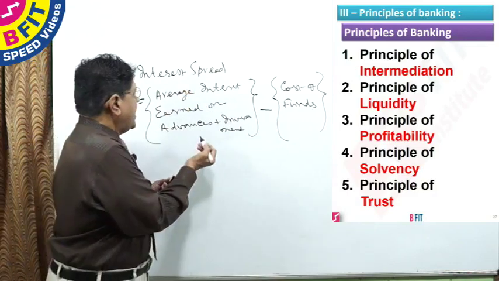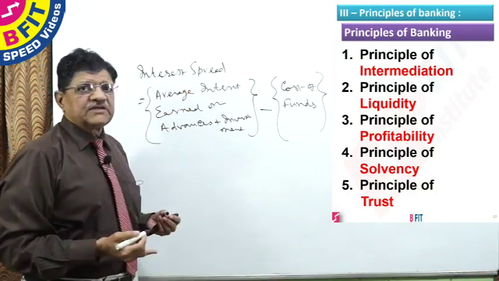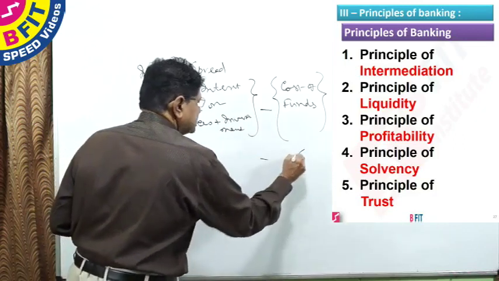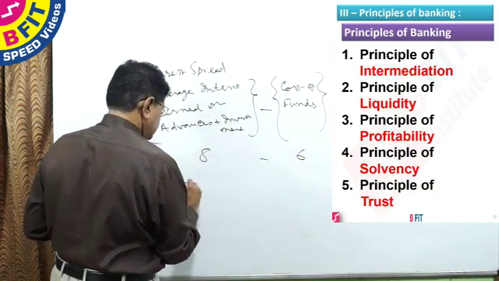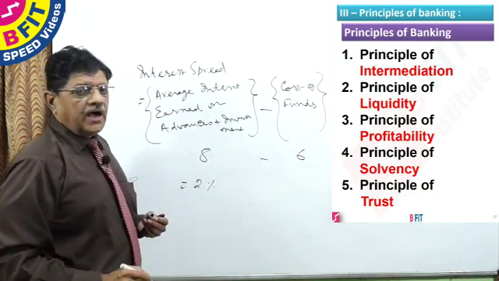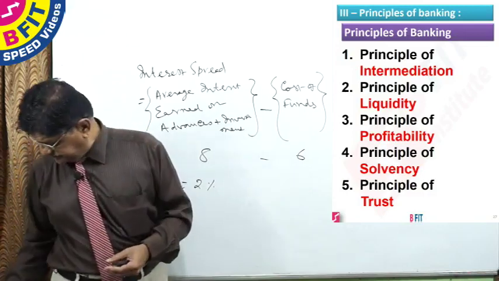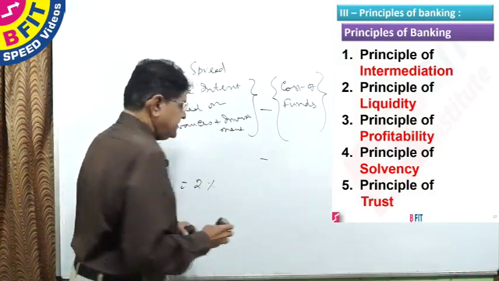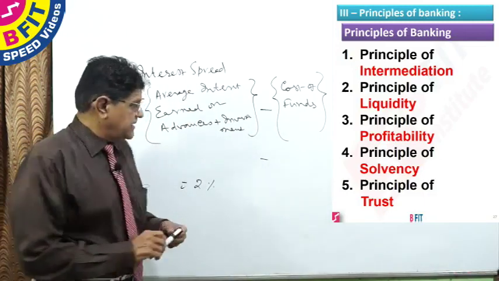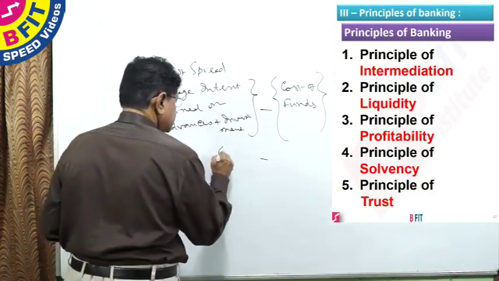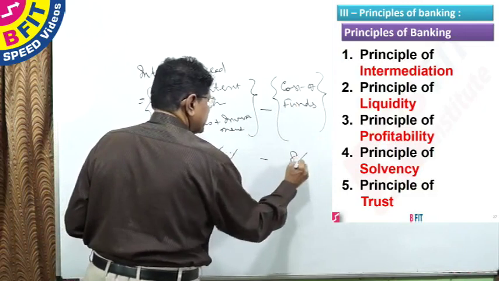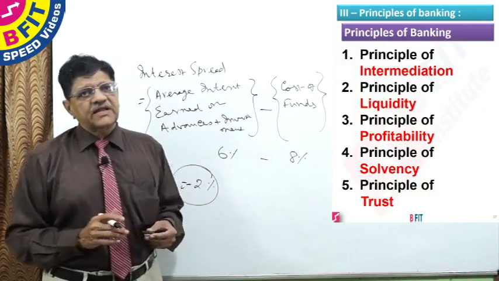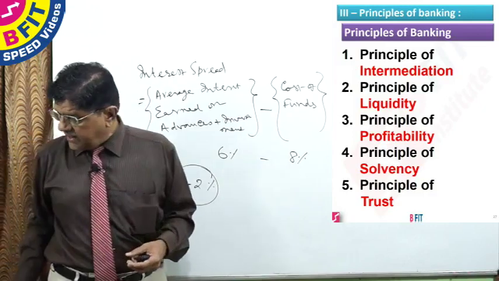Suppose the average interest earned on advances and investments is 8% and the cost of funds is 6%, the interest spread is equal to 2%. On the other hand, if this is 6% and the cost of funds is 8%, it will be a negative spread. A banker shall never do business with a negative spread. A banker should always look at a positive spread.